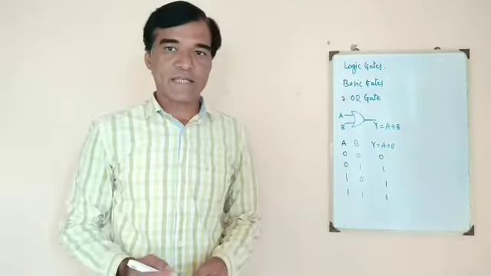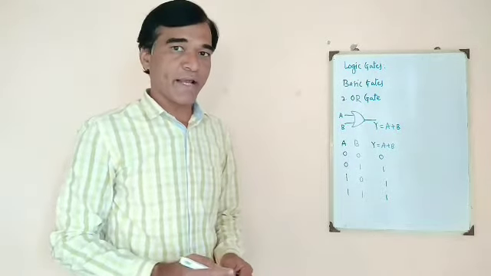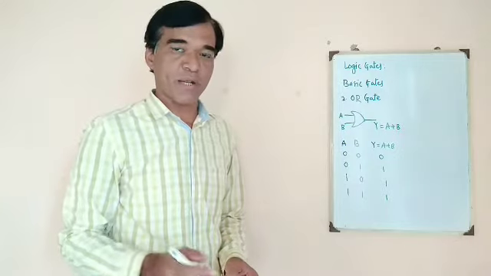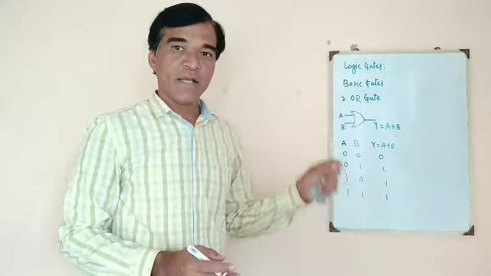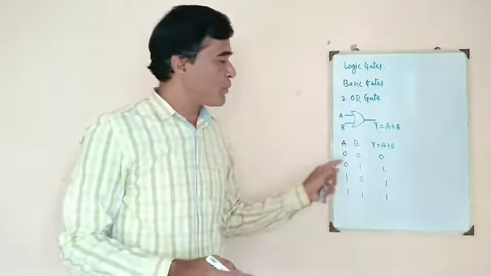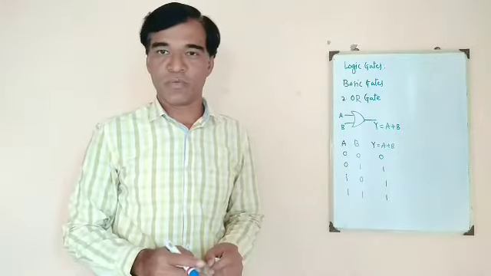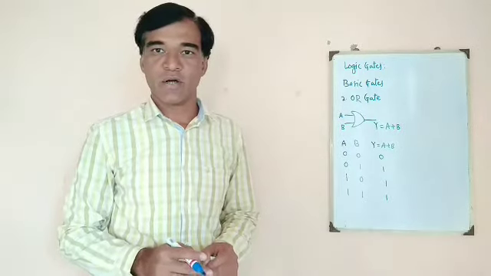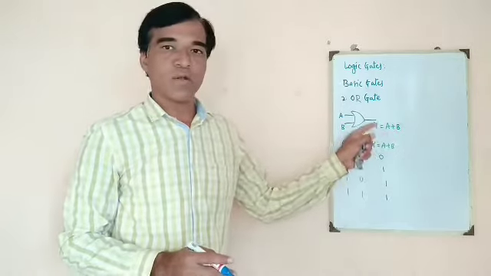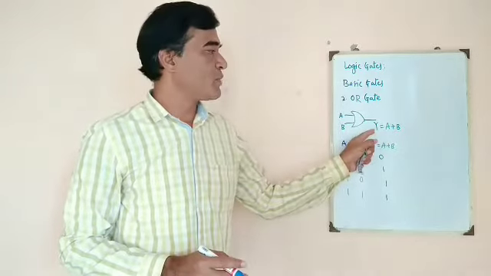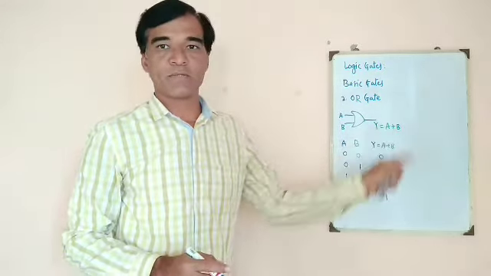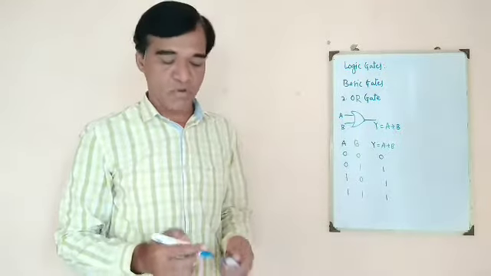In other words, I can say that OR gate performs the logical OR operation, and it gives a low output when both of the inputs are 0. This is nothing but OR gate, where logical expression for OR gate is y is equal to a plus b. And this is the symbol for OR gate.